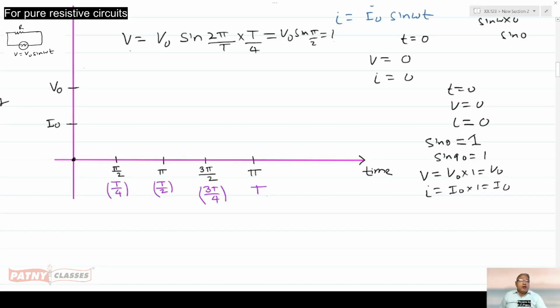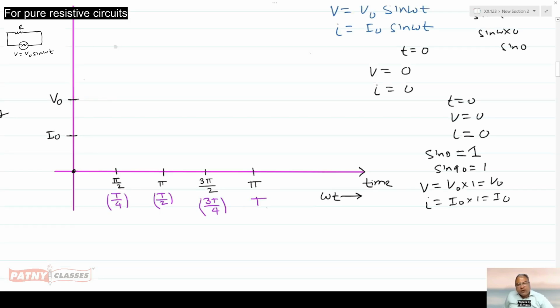These are the largest values. The largest value occurs when small t equals T by 4. Also we can say the omega t value equals pi by 2. On the time axis, this is equivalent to the omega t axis. So at omega t equals pi by 2, or t equals T by 4, we get the maximum value. Same case for the current and voltage.